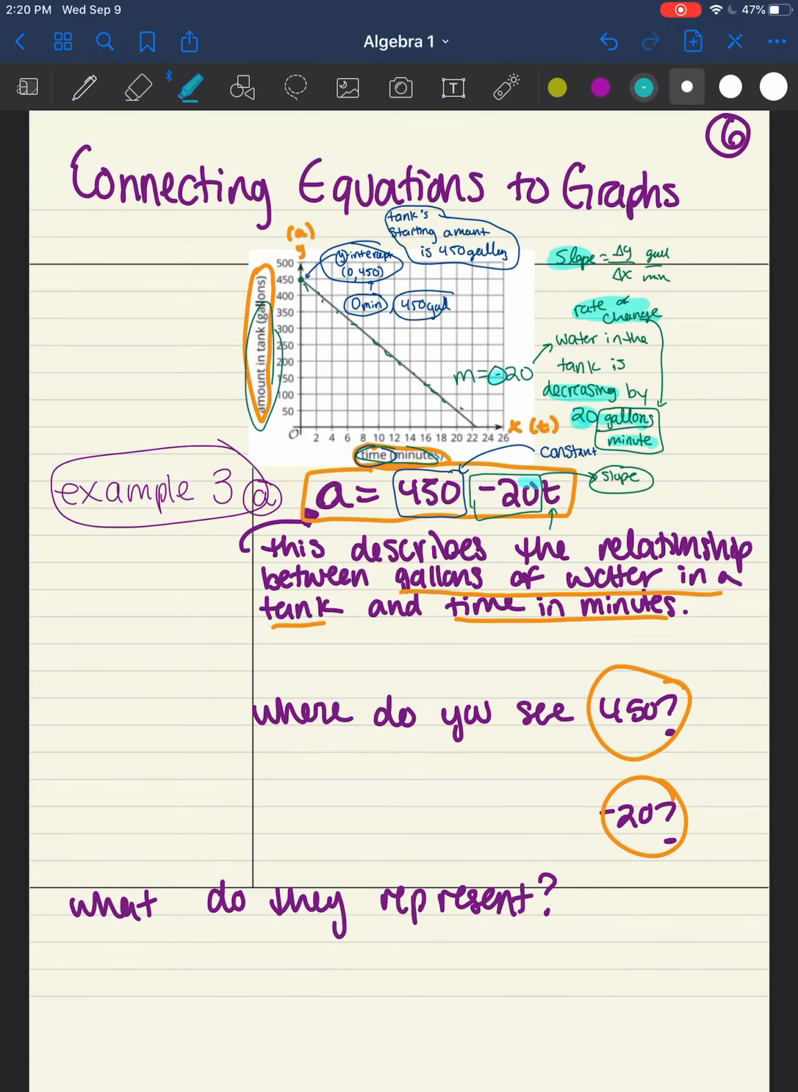So now noticing that this is the slope here and this is the y-intercept here, and talking about what they look like on the graph and in the equation.